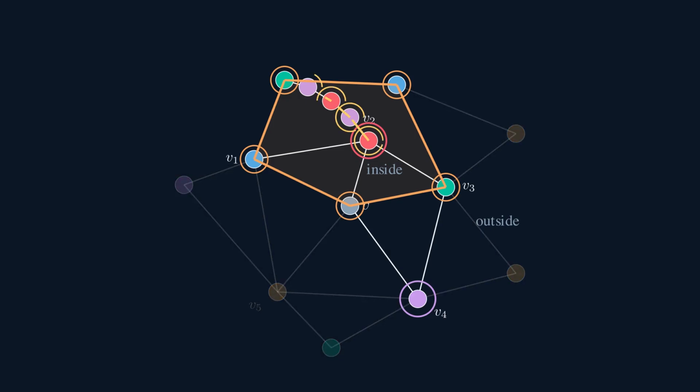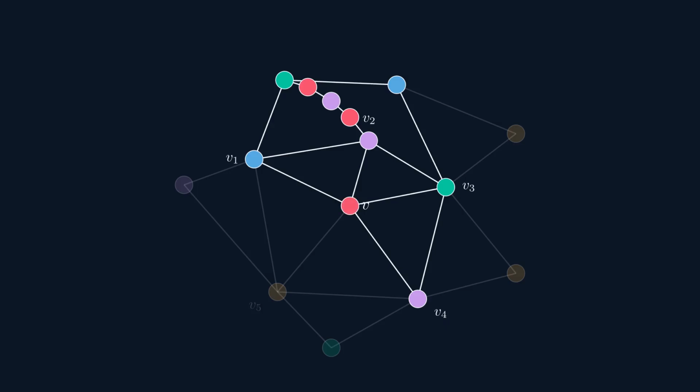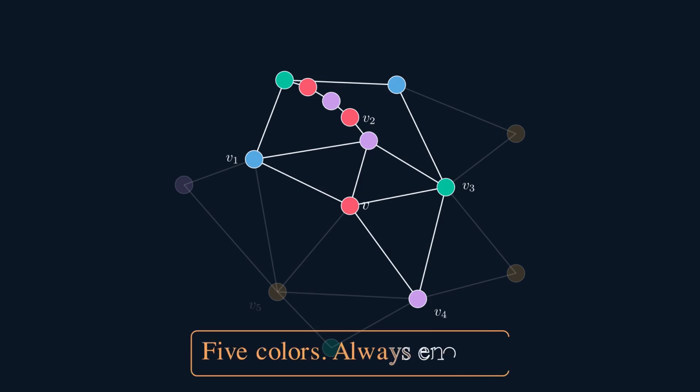Now look at V2's 2,4 chain. To reach V4, it would have to cross the cycle, but the cycle is built from colors 1 and 3. The 2,4 chain is built from colors 2 and 4. They share no vertices. The chain is trapped on its side. So the 2-4 chain starting from V2 does not reach V4. Swap colors 2 and 4 along it. V4 stays untouched. V2 becomes color 4. The neighbors of V are 1, 4, 3, 4, 5. Color 2 is free. V takes color 2. The proof is finished.